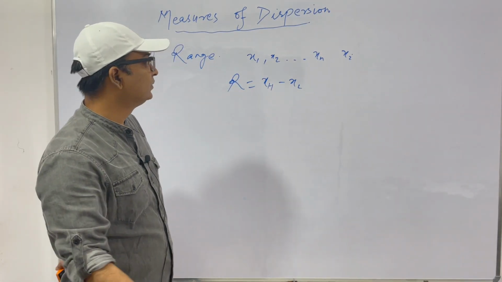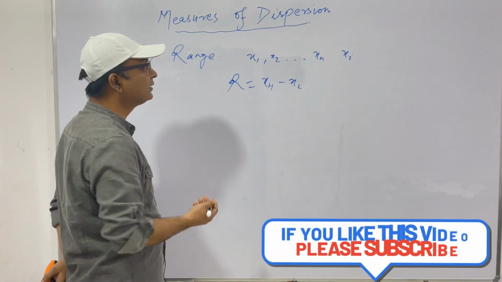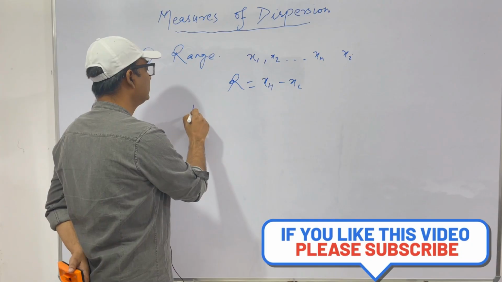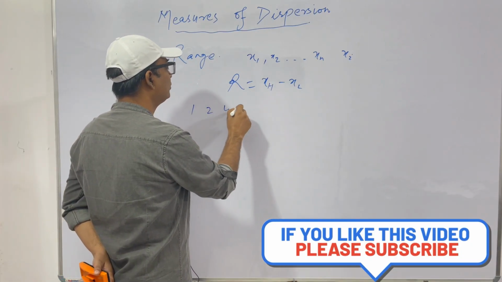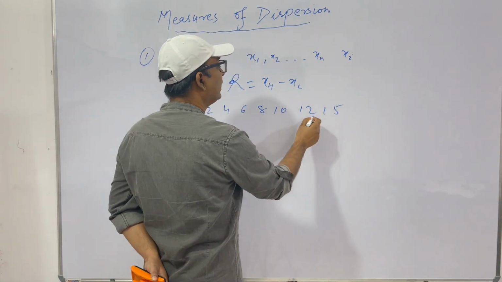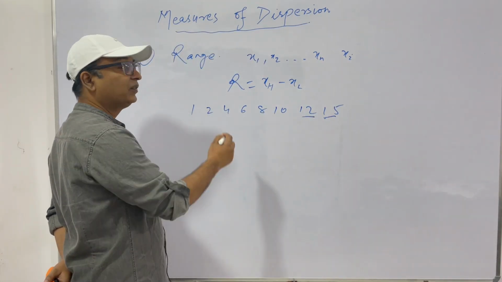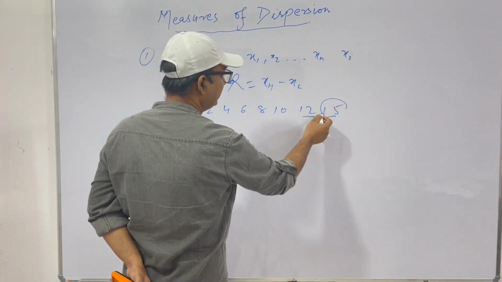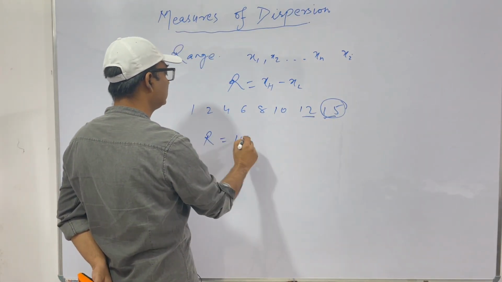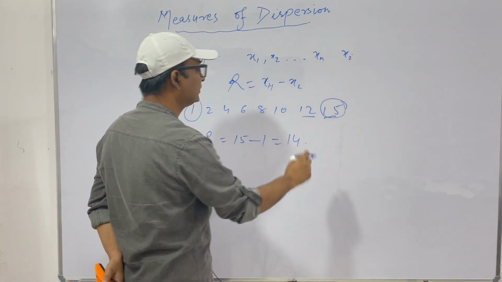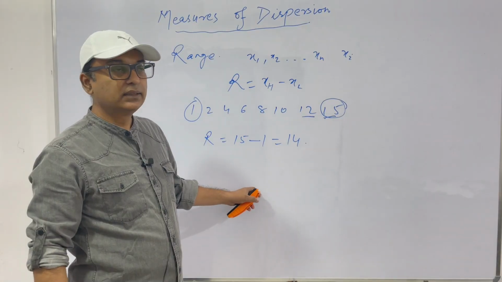Simple. This is not a very tough concept, but let's take an example. Let's say we have these data 1, 2, 4, 6, 8, 10, 12, 50, and we have to find the range. What will be the range? Range will be the highest value, that is 15, minus the lowest value, that is 1. So this is 14. So this is the range.